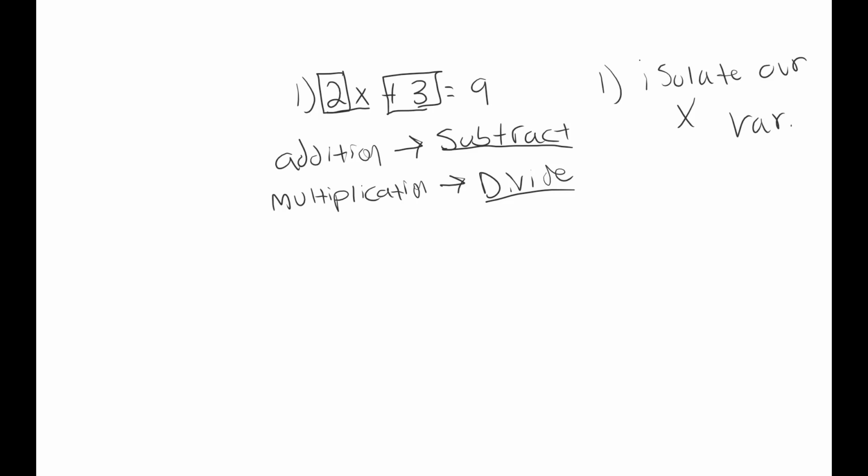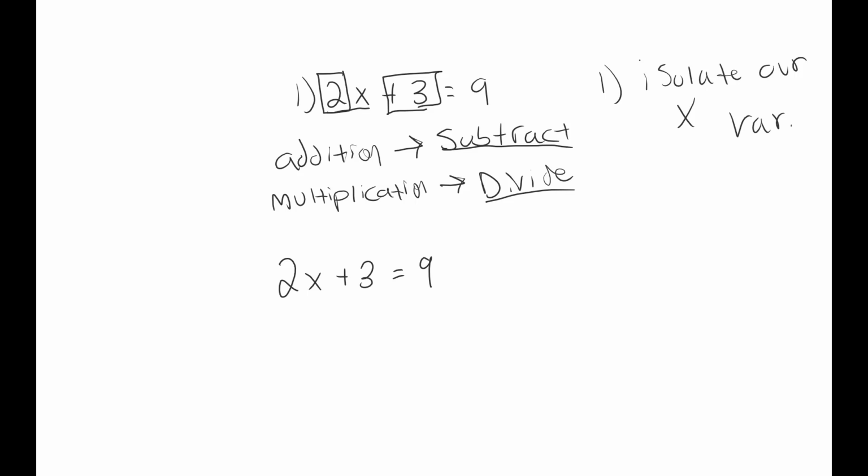So we'll continue to have a true statement with each step. So let's go ahead and look at our 2x plus 3 is equal to 9. And let's start with the addition. Let's start by getting rid of the addition by conducting the subtraction property of equality.